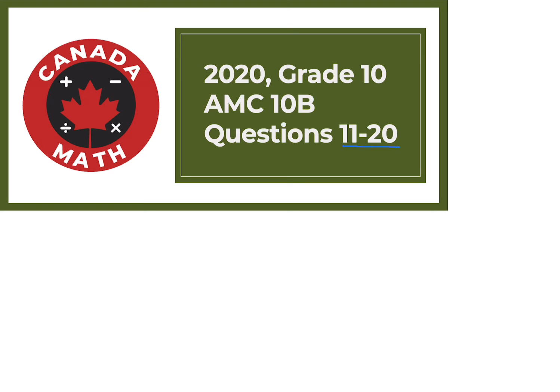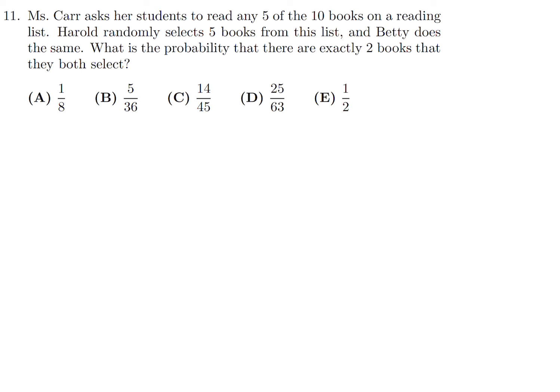Questions 11 through 20 on the 2020 Grade 10 AMC 10B. Miss Carr asks her students to read any 5 of the 10 books on a reading list. Harold randomly selects 5 books from the list, and Betty does the same. What is the probability that there are exactly 2 books that they both select?